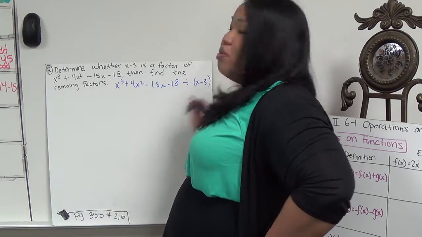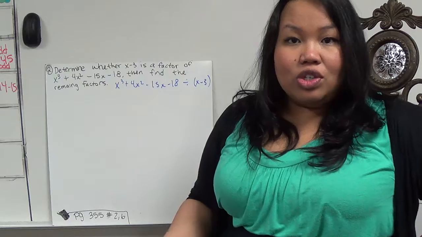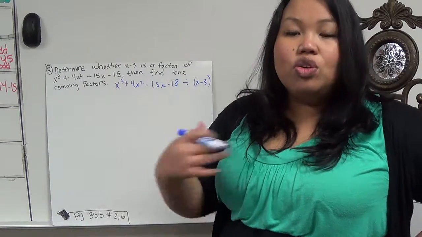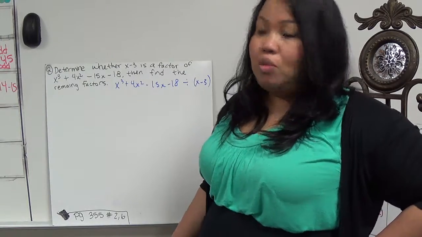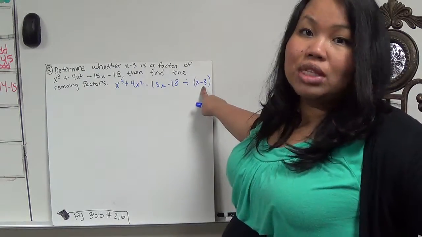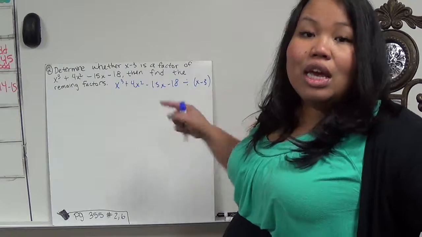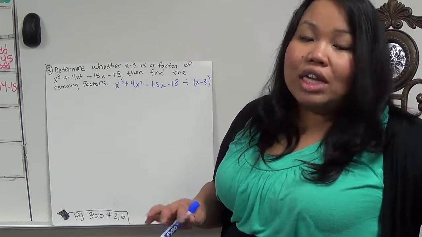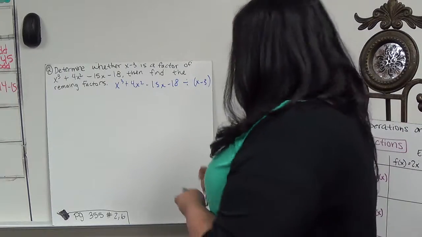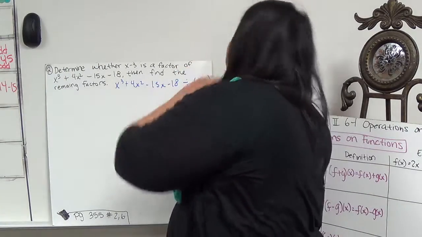Okay? If my remainder is 0, that means that it is a factor. And then I'm going to continue to factor until I have equations that can't be factored anymore. For example, this can't be factored anymore because this is as simplified as it can get. If my remainder is not 0, it's something else, and that means it's not a factor and I can't continue factoring. So I'm going to use synthetic division.